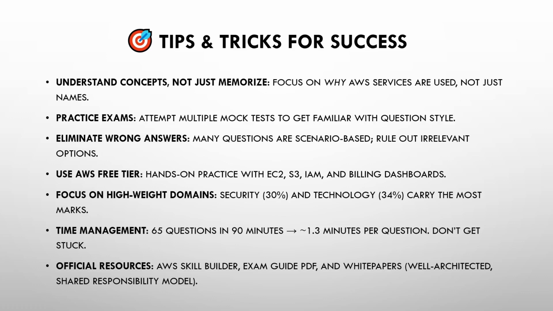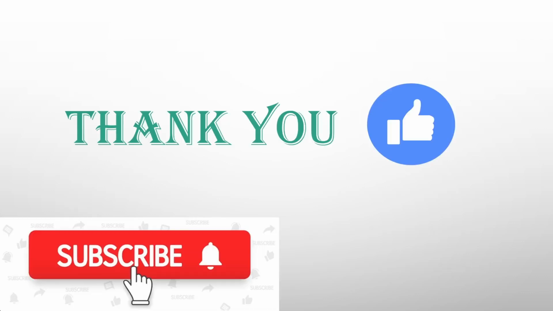Focus on high weight domains. For example, security and technology contain the highest weightage, so focus more on them. Time management: 65 questions in 90 minutes is a bit challenging, so you can give 1 to 1.3 minutes per question. If you find one difficult, just move to the next question and you can come back. And official resources are there, you can go through the AWS website also, you will get it.